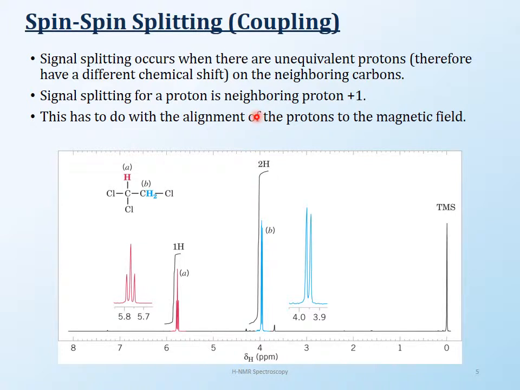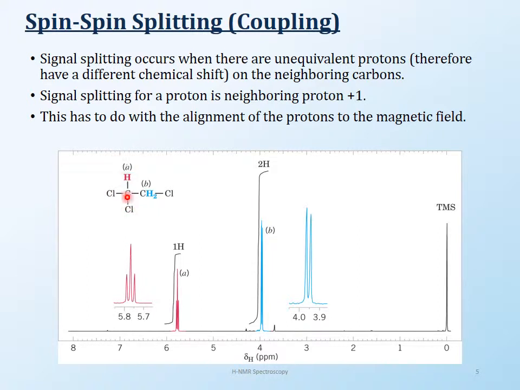This splitting has to do with the alignment of the protons to the magnetic field, because remember we talked about how the protons can be aligned with or against the magnetic field. Depending on how many protons there are, the protons can be aligned differently. We'll explain that in the next slide, but right now I just want to show you a little bit about how the splitting worked here. So here we have this compound, which is CCl2H.